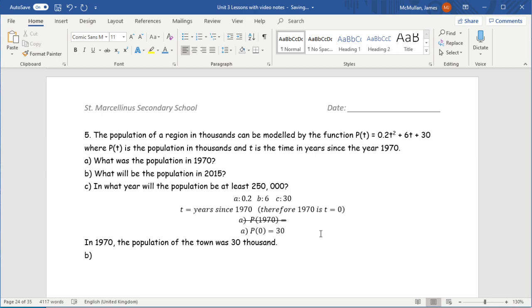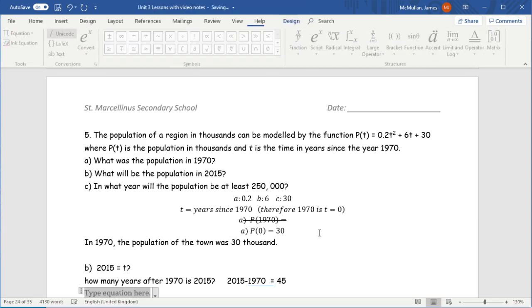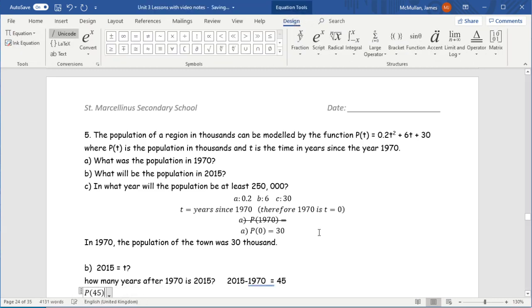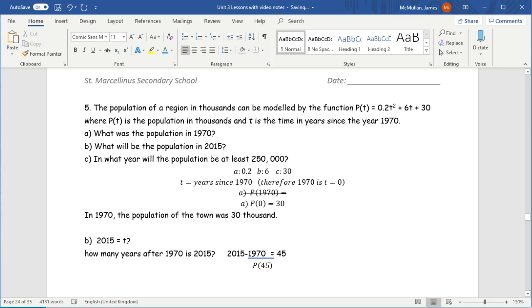It says, what will the population be in 2015? First of all, I need to figure out 2015 is what value of t. So I'm going to ask myself, how many years after 1970 is 2015? To do this, I do 2015 minus 1970, and I get the answer 45. So what I'm looking for is P of 45. What's the population 45 years after the model began?